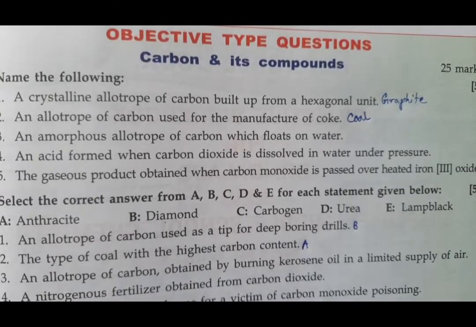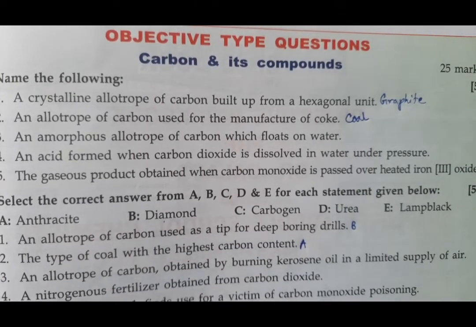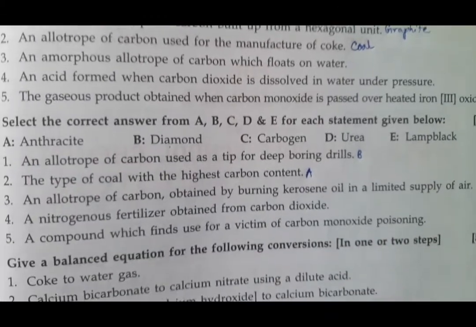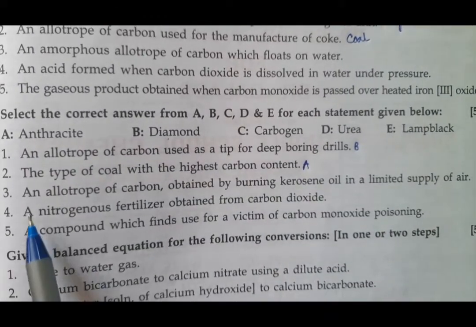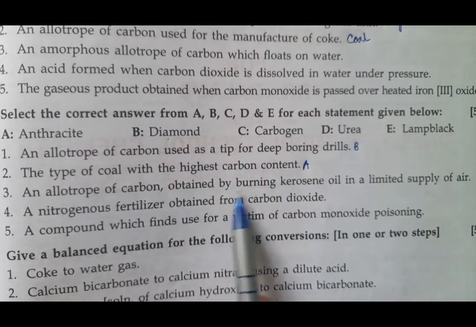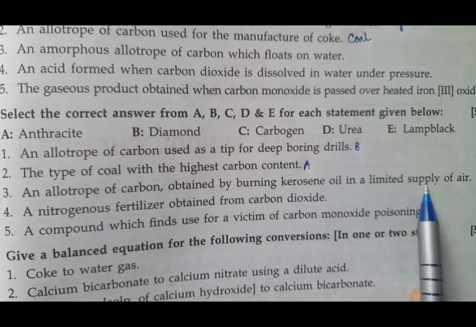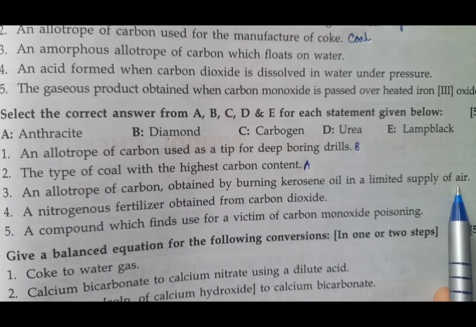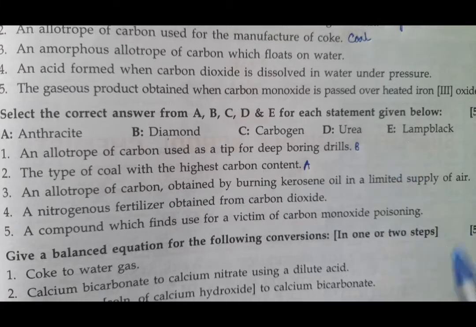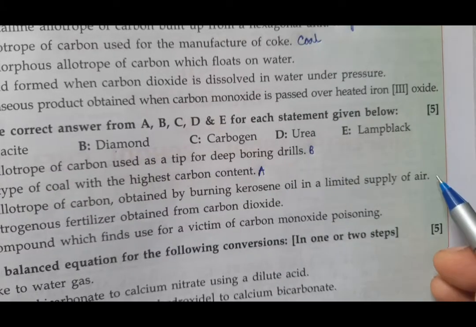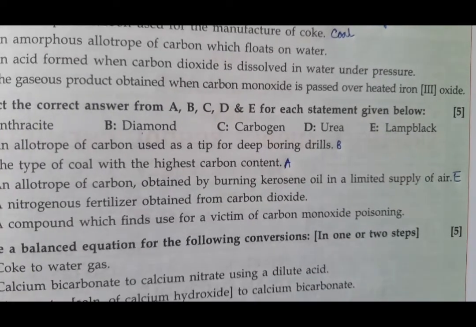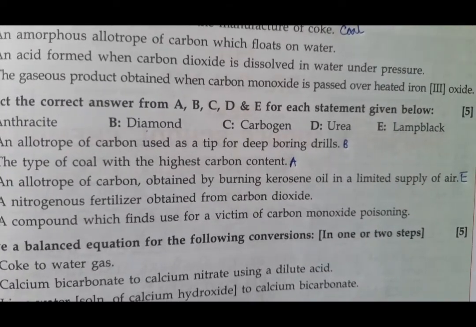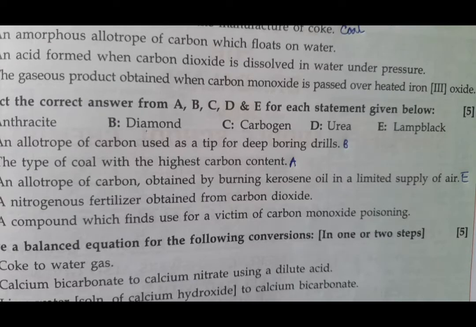So again students, we go to page 119 and we'll see one question related to lamp black, which we have learned just now. You can see number 3 here. Allotrope of carbon obtained by burning kerosene oil in limited supply of air. Just now we have learned, and the answer is lamp black, isn't it? So I'll write here E. Answer is lamp black, so E for this. Slowly we are solving simultaneously. You understood. There are no other questions related to lamp black.